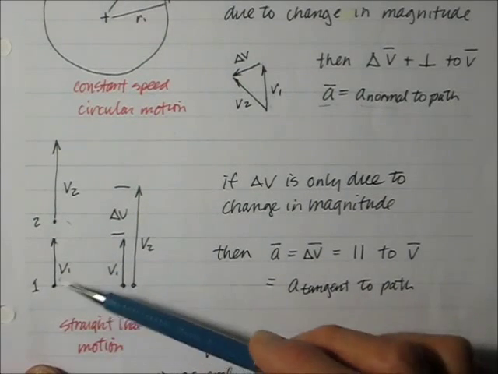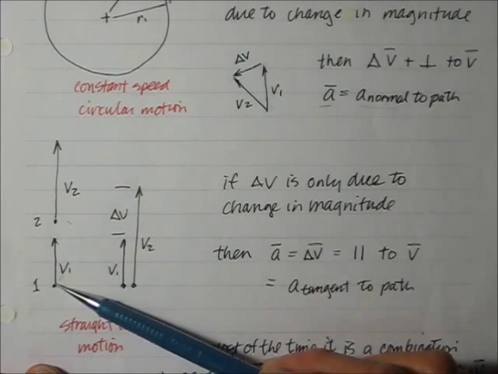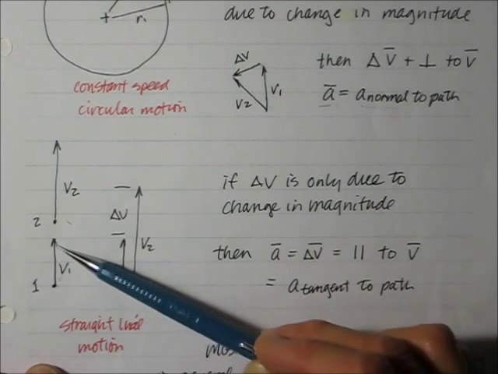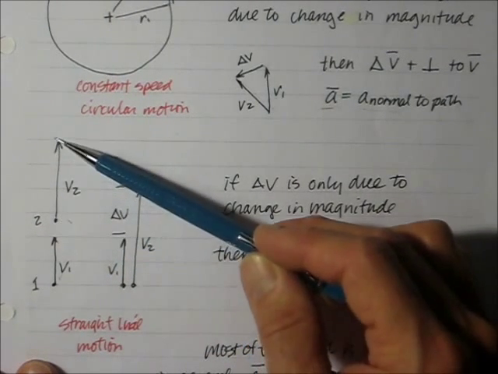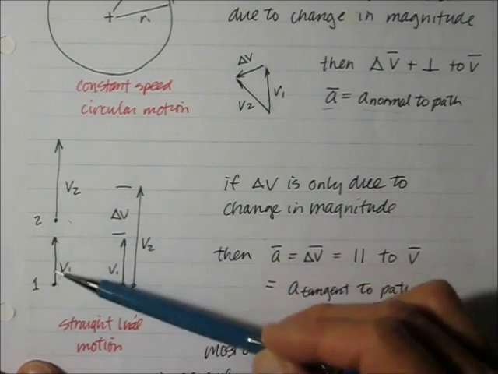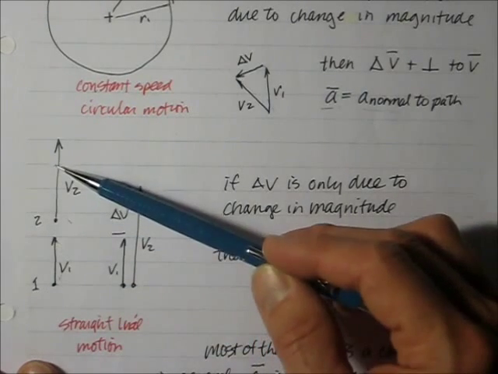Let's look at if the change in velocity is only due to magnitude. We can depict that by having two velocity vectors here. We're going to say at position 1 it's going this speed. Gets up here at position 2, it's going a lot faster. So you can see that there's definitely a delta v, but it's only going in one direction.